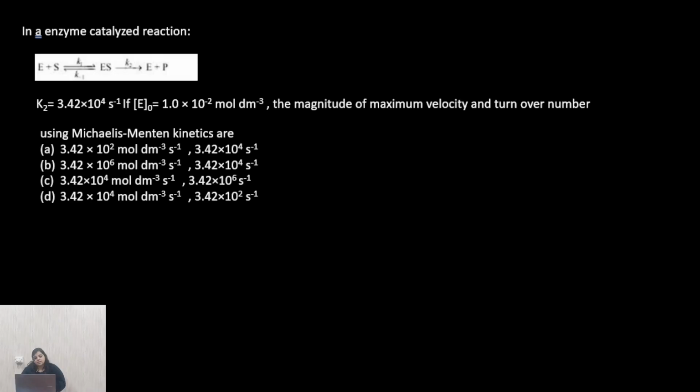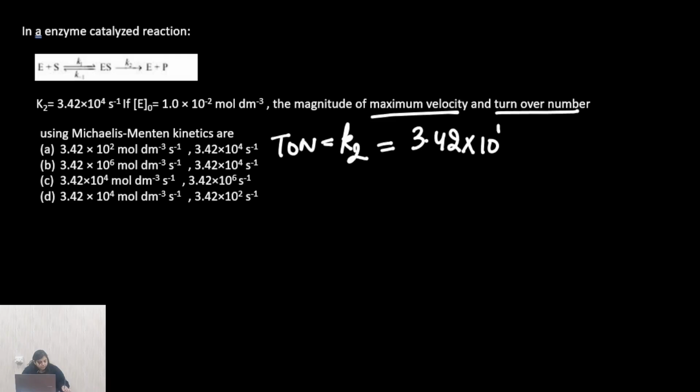This says in an enzyme catalyzed reaction, the value of K2 and the E0 value are given, and the magnitude of the maximum velocity and the turnover number is being asked. So the turnover number is nothing but your rate constant K2, a name is given to it. Its value is already given to us, which is 3.42 into 10 to the power of 4 second inverse. So this K2 value is this much.